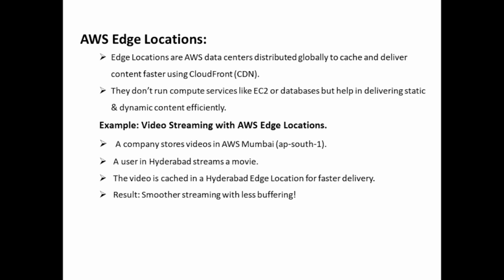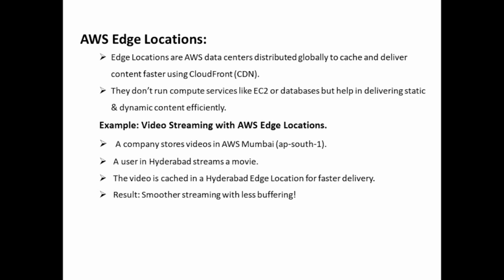Edge locations solve this by caching content closer to the users. How does it work? AWS uses a service called CloudFront, a content delivery network, which delivers static and dynamic content through these edge locations. Let's see an example. For example, imagine a company stores video in AWS Mumbai region. When a user from Hyderabad streams it for the first time, the content of the video gets cached in the content delivery network or edge locations.